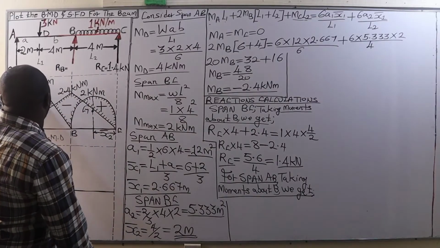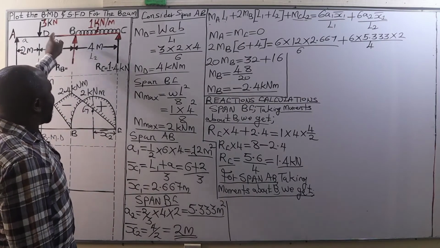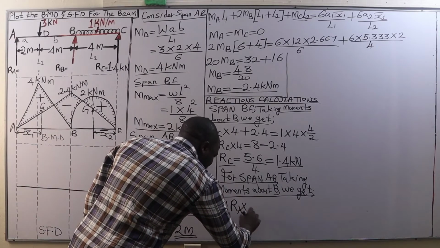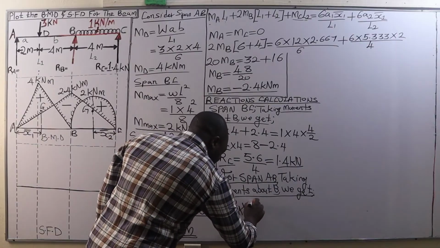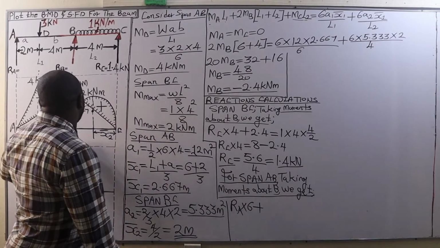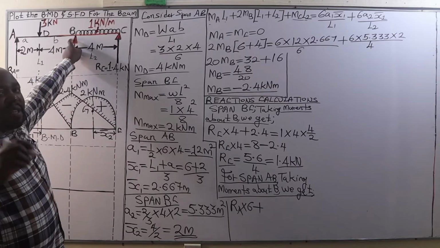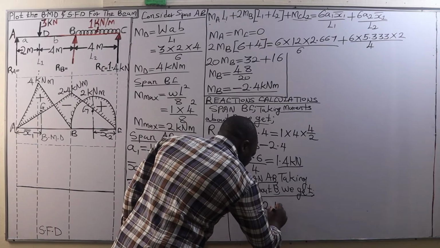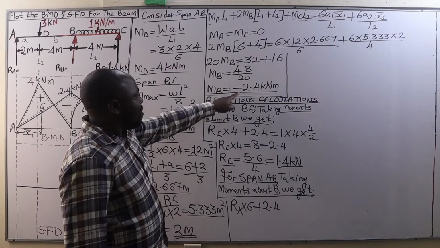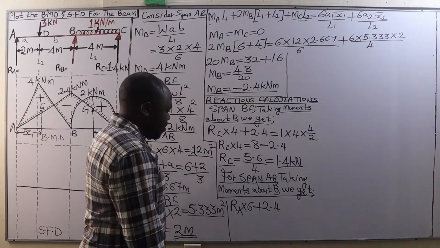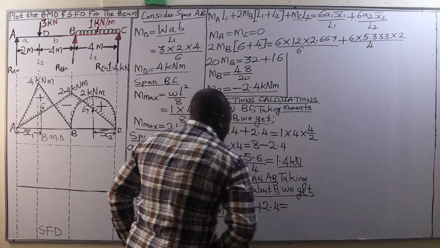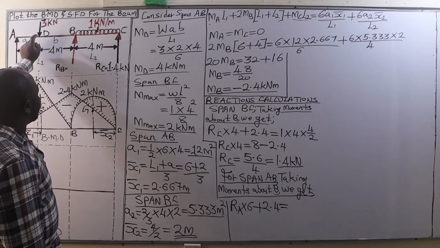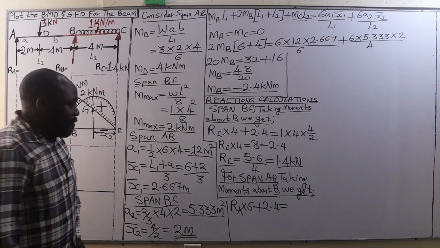So this is going to be RA times the distance from A to B, that is a clockwise moment. So RA multiplied by the distance from A to B, which is 6 meters, plus, when we are taking moments about B, the moment at B will be a clockwise moment as well. Therefore, we add 2.4 kilonewton meters. That is the bending moment at B, 2.4. We equate this to this anti-clockwise moment of 3, that is the point load at D, multiplied by the distance from D to B, which is 4 meters.